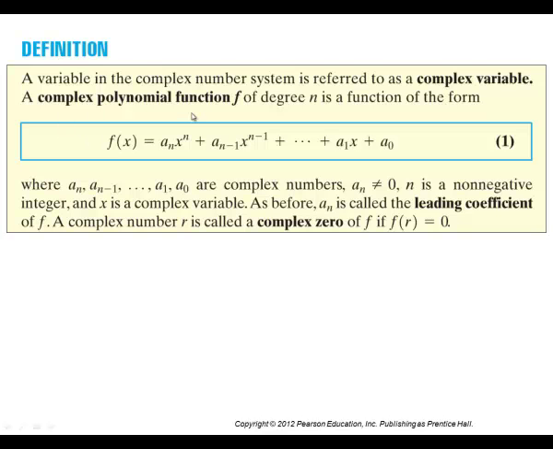Okay, so a complex polynomial function with degree n, we look at our leading term to find that degree, has complex numbers, n is a non-negative integer, and x is a complex variable. The a sub n is the leading coefficient of function f. A complex number r, where we'd have x minus r as a factor, is a complex zero. So if we were to put that complex number into our polynomial, we would get 0 out.